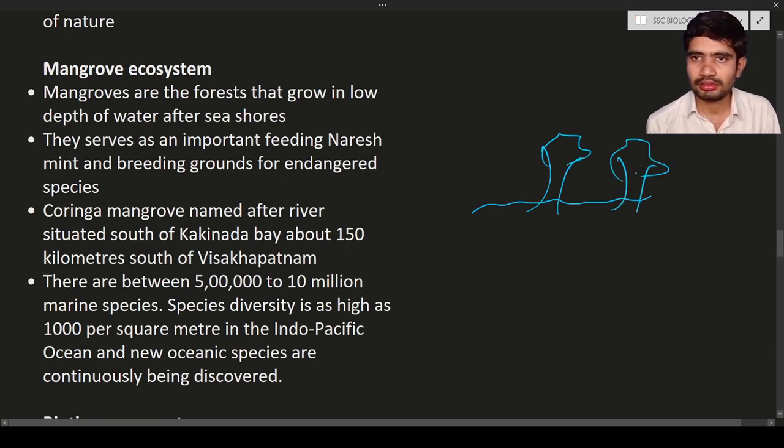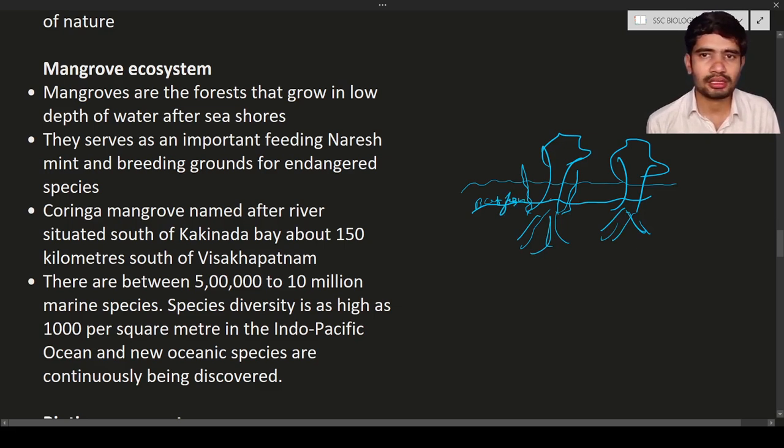So the land is covered with some kind of water, and here these plants are going to produce roots out of the soil and out of the water, that are known as aerial roots, that we will discuss in future classes. Okay, so with these plants, the bacteria will grow, fishes will grow, and all organisms are going to live in this area.